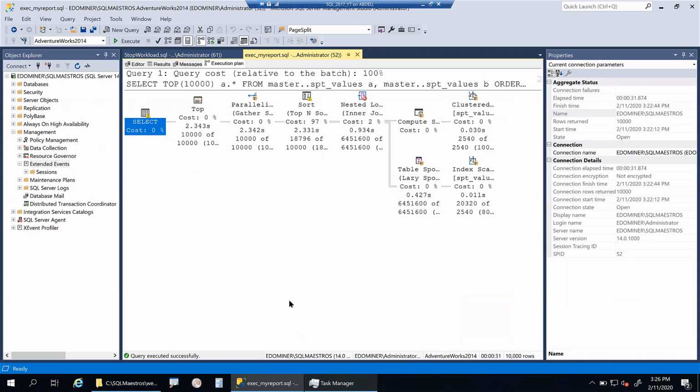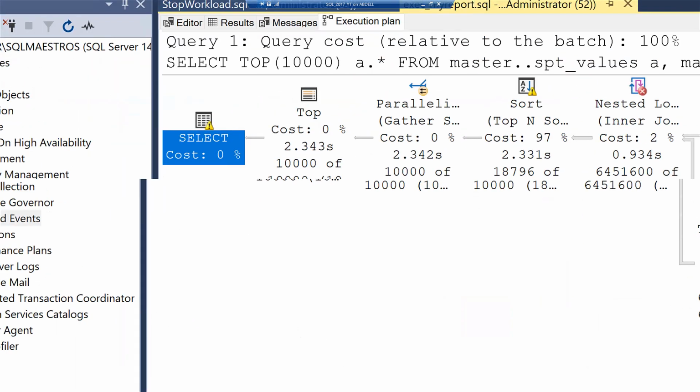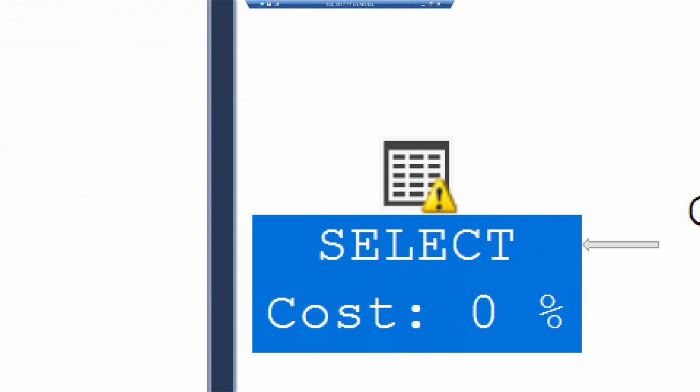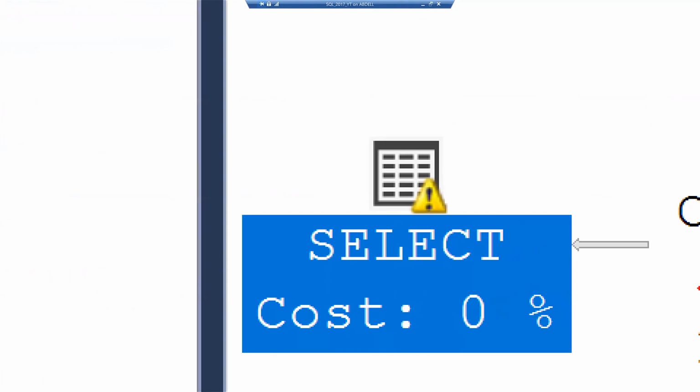The second thing that catches my attention is that there is a warning symbol on the select operator also. I'm not sure, depending on the screen size, whether you can really see that or not, but let me zoom in a little more. Wow, now I've zoomed in really far. Now I'm sure all of you can see this exclamation mark there, which means there is some problem here as well.